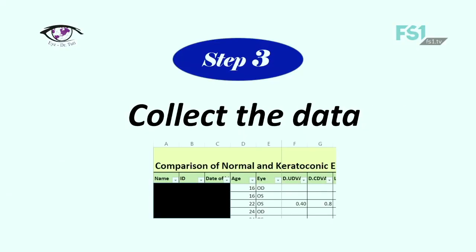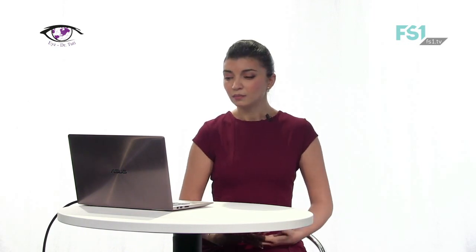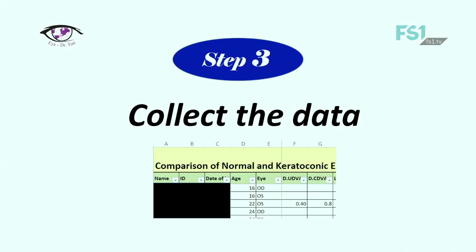Next step, collect the data. You have your patients, you have your parameters, then you can start collecting the data. It's always useful and always convenient to prepare the data in an Excel file. So you just make the necessary columns. For example, in this slide, you can see a table and columns of necessary data like name, ID, date of birth, age, eye, uncorrected distance visual acuity, UDVA, CDVA. You can put any parameter you need in this column and just collect the data.